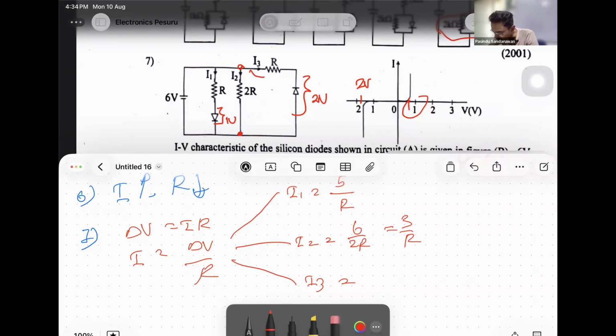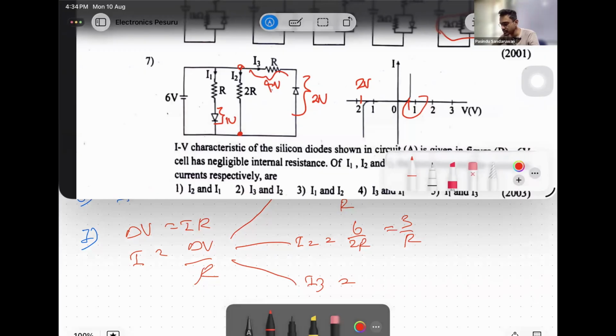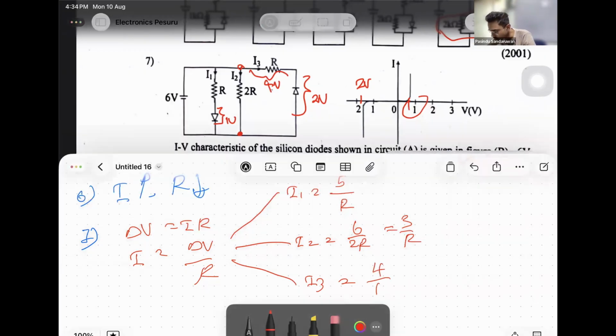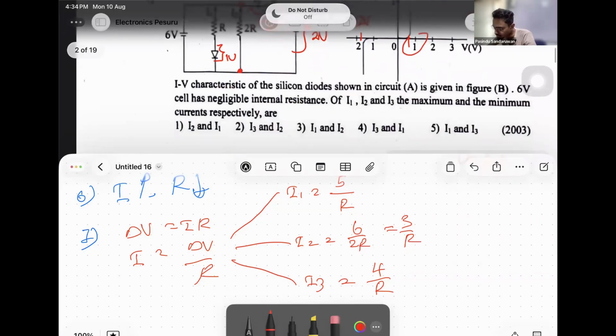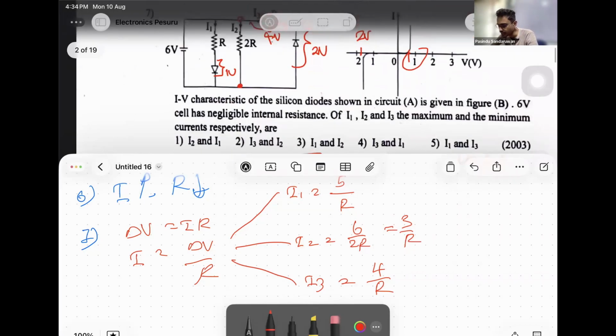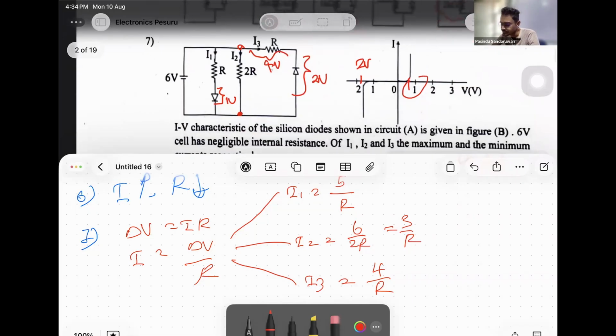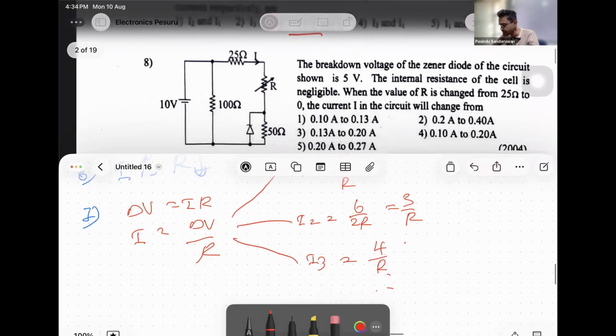Then about I3, if 2 volts are here, remaining 4 volts should be here. Then that is 4 over R. Then what's the minimum? Minimum is I2, maximum is I1. Then I1 and I2, it's 3. 8.